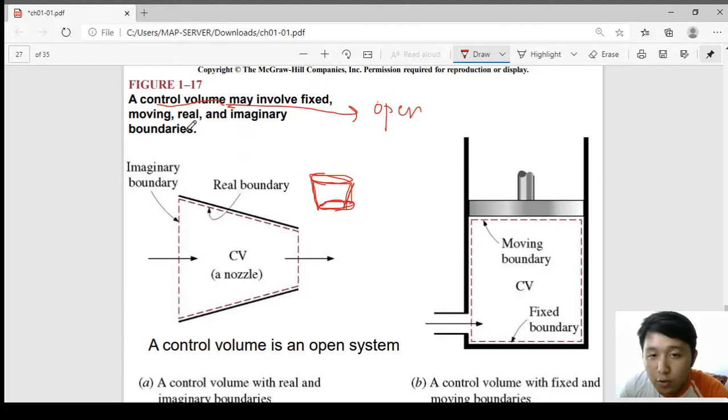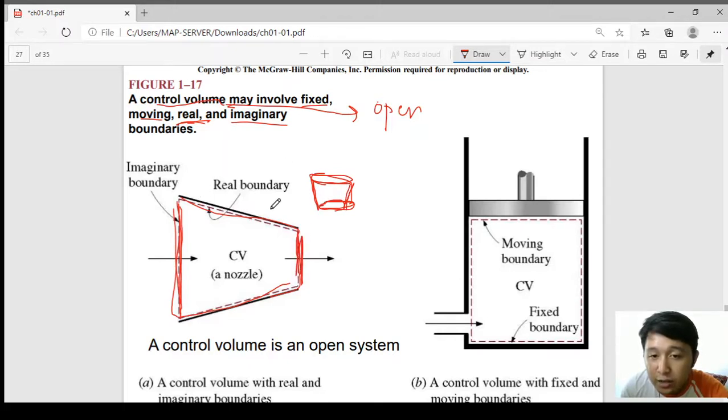So we have real and imaginary boundaries. A real boundary can be fixed or moving. This boundary is the control surface or the system boundary. What is our system is what is enclosed here. For example, this is our system: the volume of gas passing through here, then the energy. So we have the imaginary boundary because there is no hard surface, so this is the imaginary boundary.